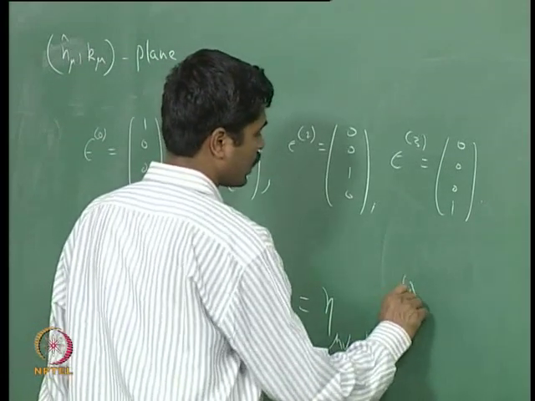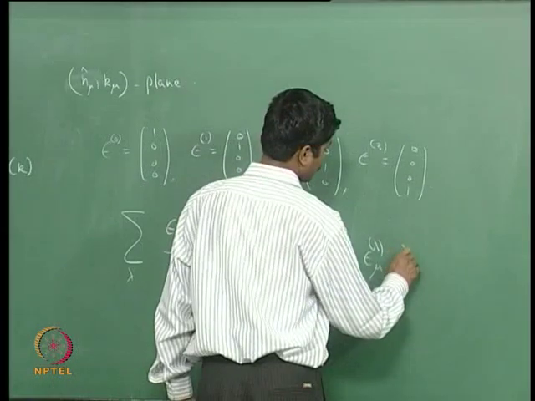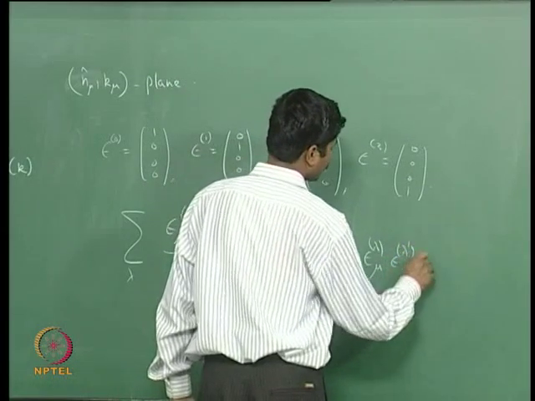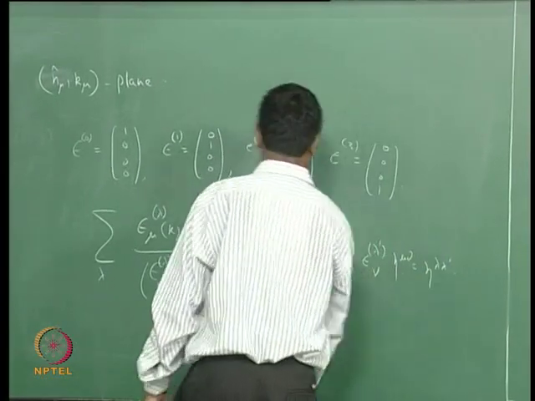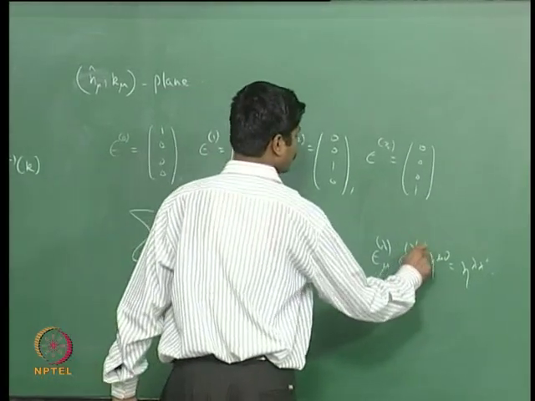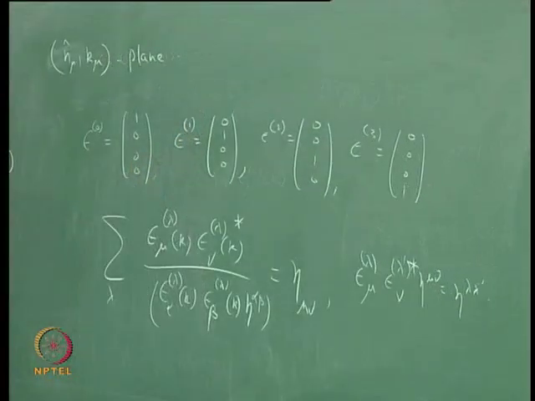Epsilon lambda mu, epsilon lambda prime nu, eta mu nu is eta lambda lambda prime, with a star. Yeah, thank you.